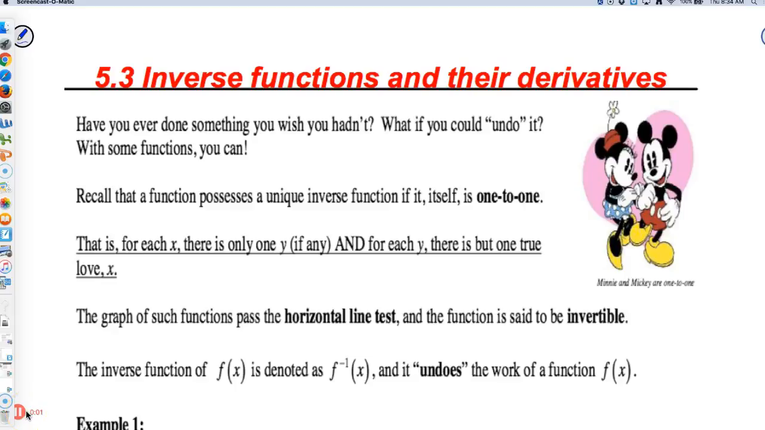Before I can do the calculus, we're going to go through a little algebra 2 first. Your end goal is going to be to find the derivative of inverse functions. So we're back to derivatives.